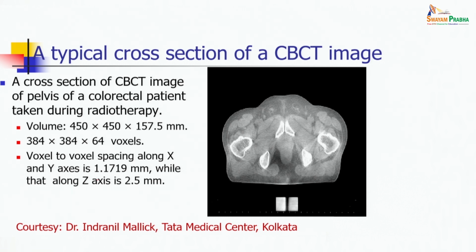CBCT images are of low resolution, and they also use low energy. That is the advantage they have. Once again, it's a cross section of the pelvis of a colorectal patient, taken during radiotherapy, and these are certain values. The dimensions are shown. The volume is, in absolute dimension, 450 by 450 by 157.5 millimeter. That is the volume, and this many voxels are taken, whereas the cross section in the z axis is 2.5 millimeter.